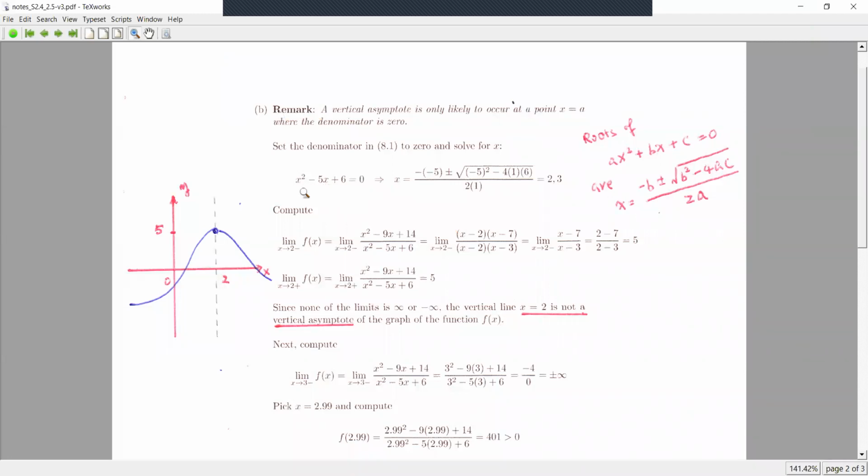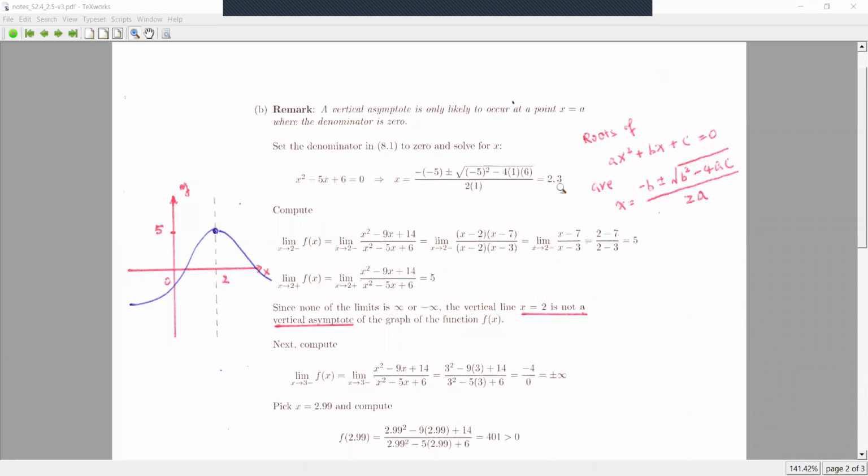Set the denominator to 0. Then solve this quadratic equation by the quadratic formula. The two roots of this equation are 2 and 3. If the function has a vertical asymptote, that vertical asymptote can only appear at one of these 2 points.